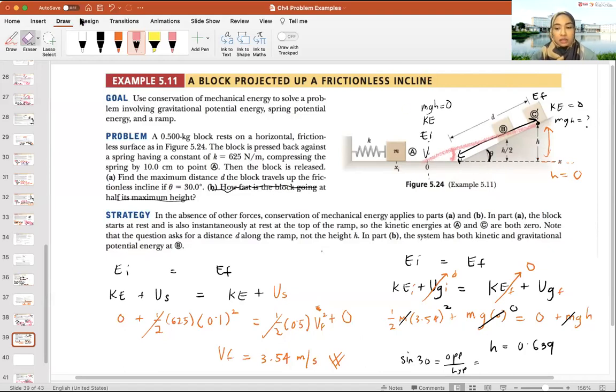So back to our question, I asked you, what is the velocity over here? Would it be the same as here or not? So this is a horizontal plane. It is frictionless. Am I doing any work to overcome anything?